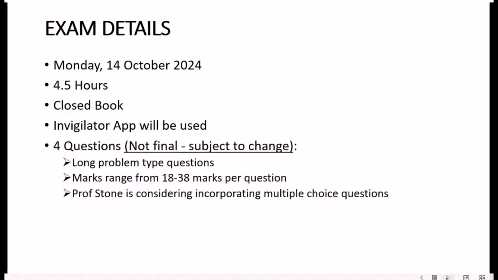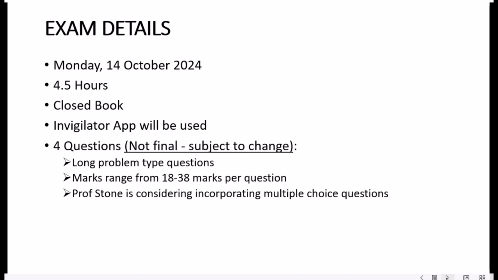She stated that marks range from 18 to 38 marks per question. So that just gives you a clue of the type of studying you need to do and be able to substantiate. And then I think one of your colleagues did request that she should consider putting in multiple choice questions, which she said she would consider if it is possible. So that might be something that might come up.